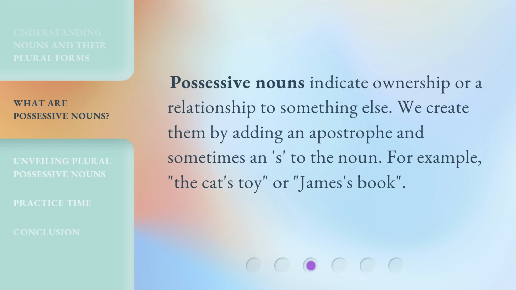Possessive nouns indicate ownership or a relationship to something else. We create them by adding an apostrophe and sometimes an s to the noun. For example, the cat's toy or James's book.